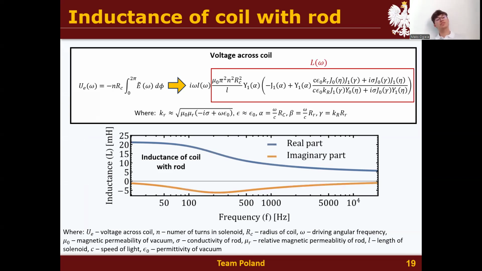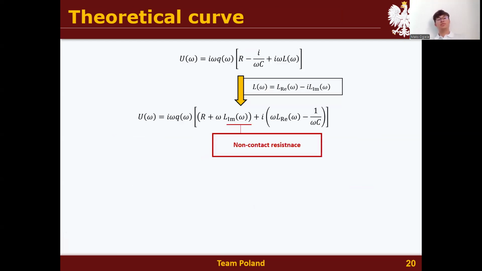However, this function will cause our inductance to become a complex number dependent on frequency. And we can see a theoretical plot of the real and imaginary part of our inductance. And when we substitute the real and imaginary part of the inductance of the coil into our equation, we can see that the imaginary part behaves exactly the same as the resistance of the coil. And this is the non-contact resistance about which the problem statement spoke.